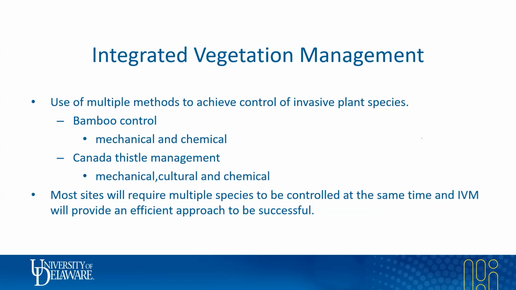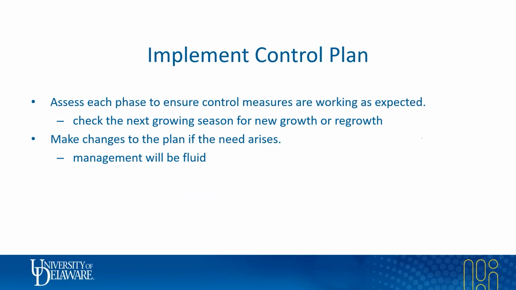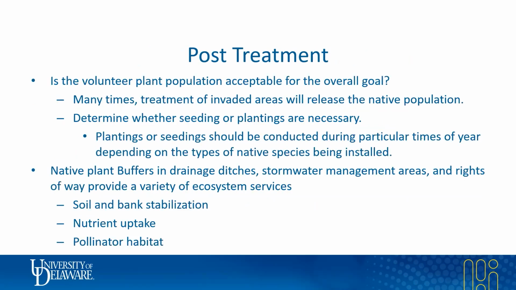Cultural control. I had to throw that picture in there. And integrated vegetation management. I just want to see if I spelled management correctly this time. Integrated vegetation management means using several different methods to control the species depending on what it is. For bamboo, you can cut it early in the season and treat the regrowth. Then you design your control program using all the things we talked about and implement the plan. Post-treatment, you want to evaluate how it worked, but also implement long-term plans.